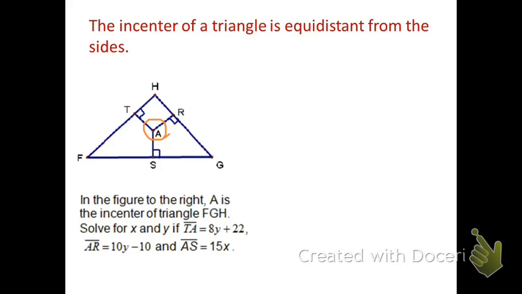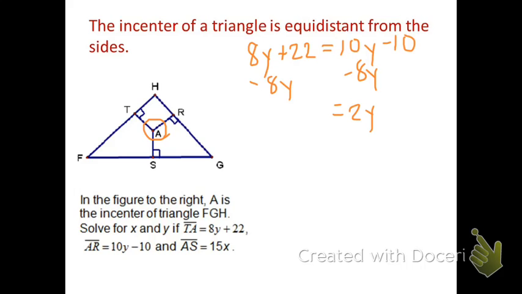We know that TA is equal to 8y plus 22, AR is equal to 10y minus 10, and AS is equal to 15x. First let's find y by setting TA and AR equal to each other, because they represent distances from the incenter to the sides of a triangle. When we solve, I'm going to start by subtracting 8y on both sides, and we get 2y, then add 10 on both sides, and we get 32 on the other side. Divide by 2, and we get that y is 16.